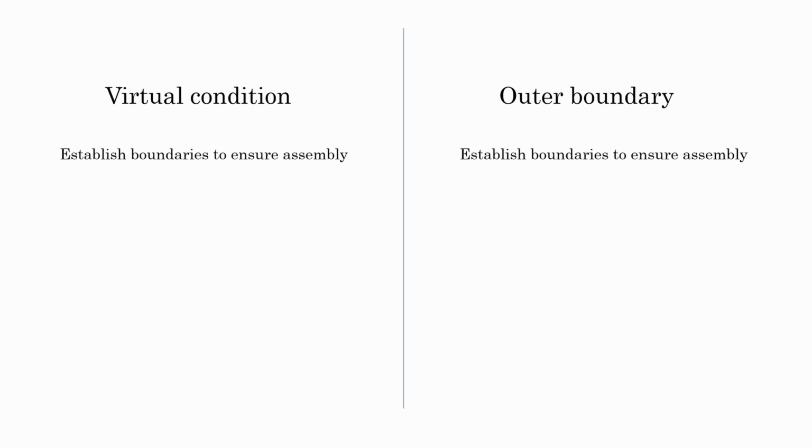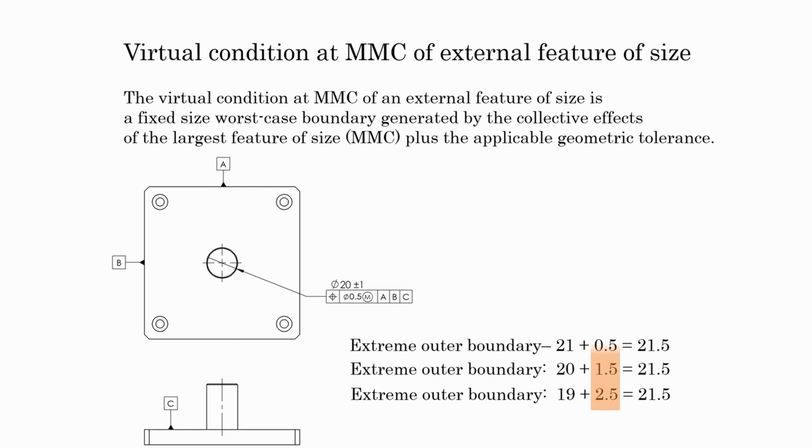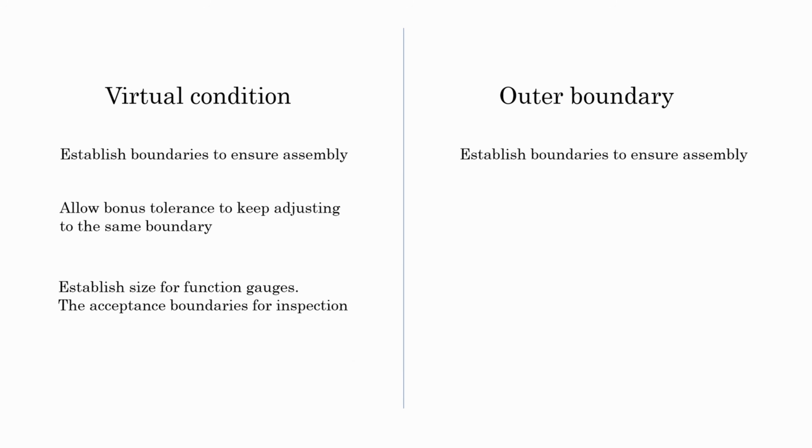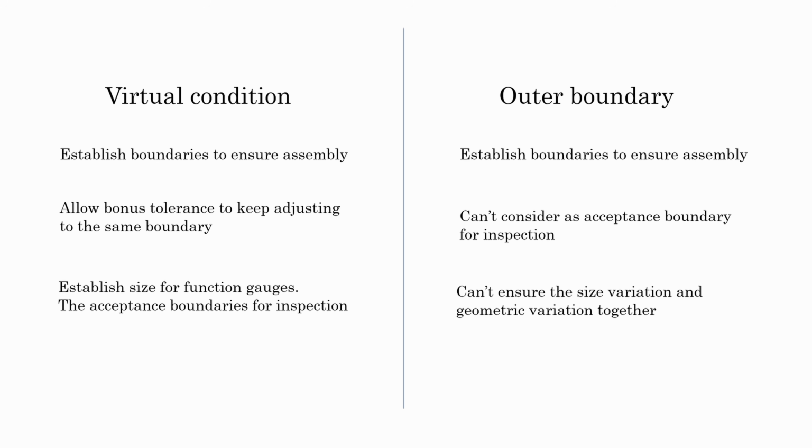Both virtual condition and outer boundary establish boundaries to ensure the assembly, but virtual condition allows bonus tolerance to keep adjusting the same fixed boundary, and most importantly, it establishes the size for the functional gauge, the acceptance boundary for inspection. The outer or inner boundary cannot be considered an acceptance boundary for inspection, because they cannot ensure the size deviation and the geometric tolerance together.